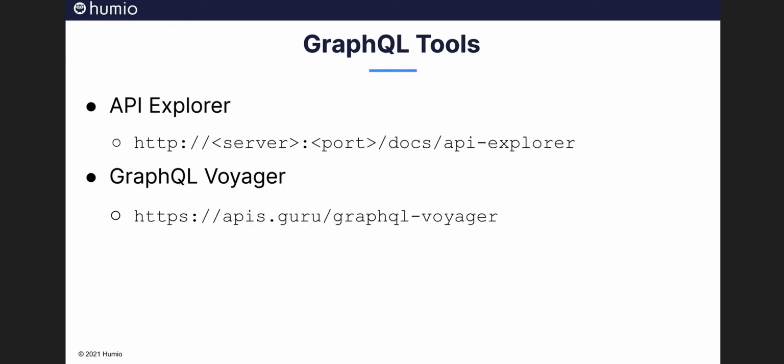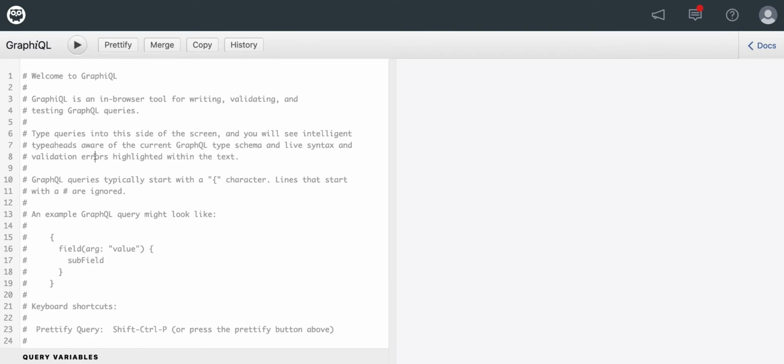But we do have tools built in with each Humio instance: an interactive API explorer. You can find it at the link specified here. Just change the server and port to match your environment. You can also use projects like the GraphQL Voyager project to represent any GraphQL API as an interactive graph. So we will go into the API explorer and show you a query and a mutation. It comes with a nice help screen and has a nice type ahead as you start typing, which you'll see.